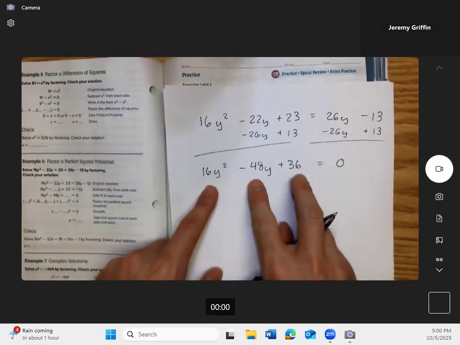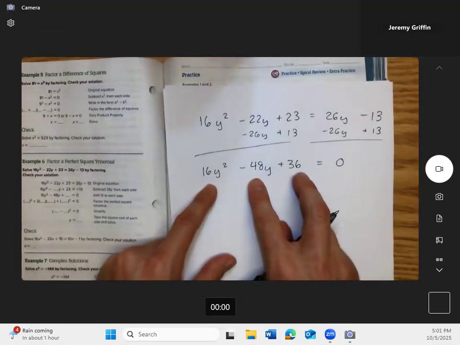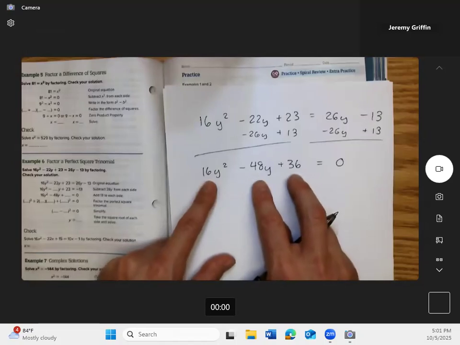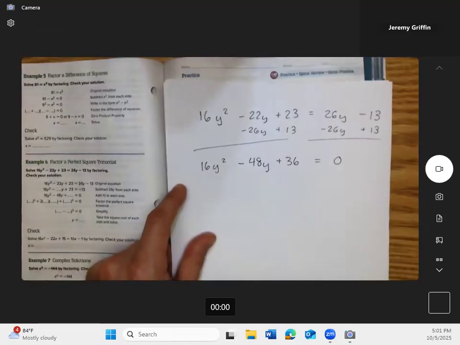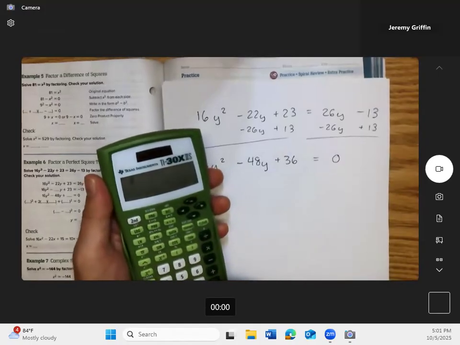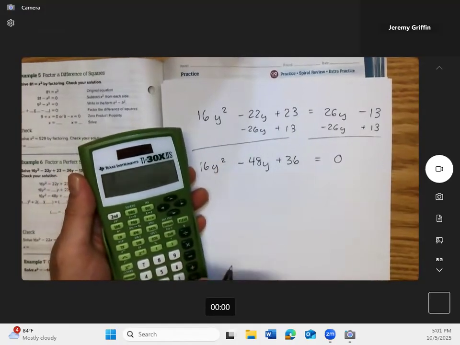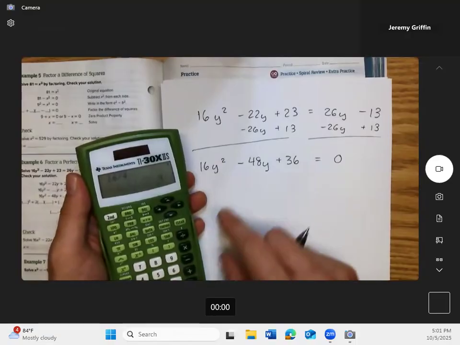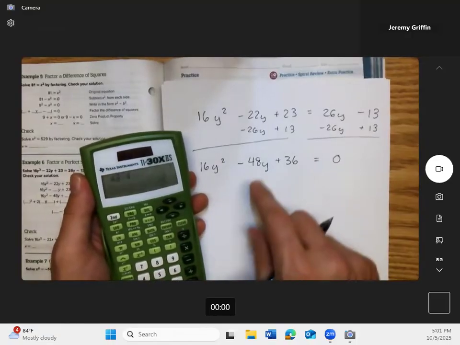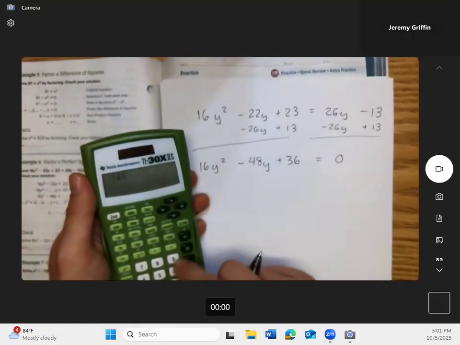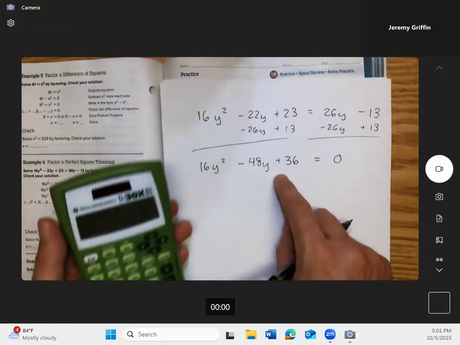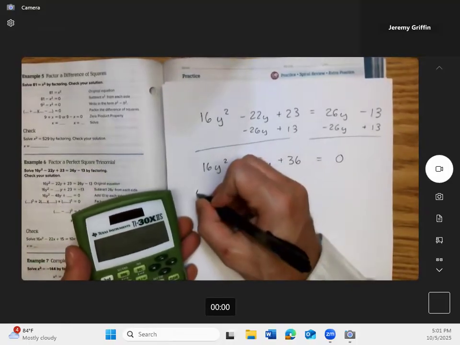Okay. Ooh, now you see these are all even numbers. In fact, there's something even better than that. Are these all multiples of 4? I think these are all multiples of 4. Can I pull 4 out? Say we pull 4 out. So 16 over 4 is 4. 48 over 4 is 12. 36 over 4 is 9. Yeah, let me try that. I'm going to pull a 4 out of this whole thing.